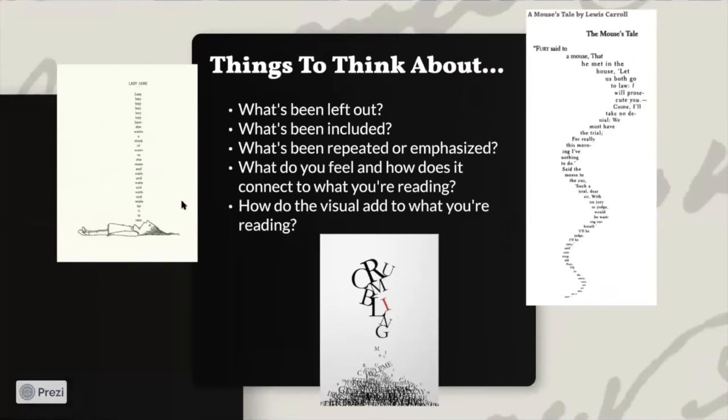The most important things to ask yourself are: what's been left out, what's been included, what's been repeated or emphasized, how do you feel and how does it connect to what you're reading, and how do the visuals add to what you're reading. So I have three really great examples here that I want to take a look at to answer some of these questions.